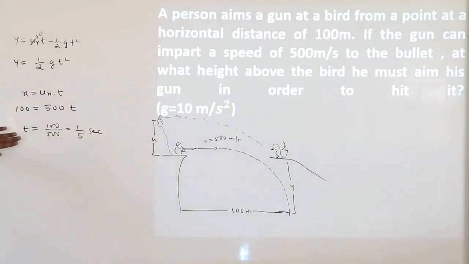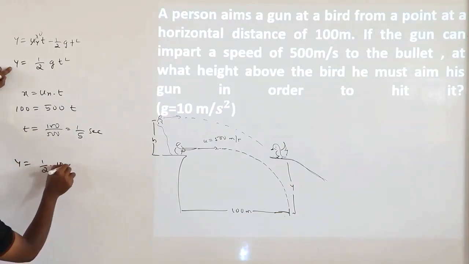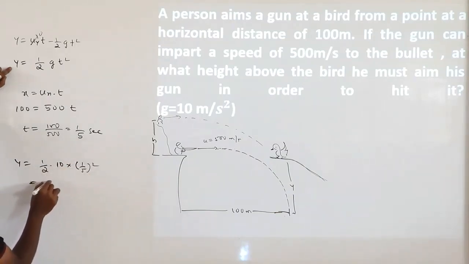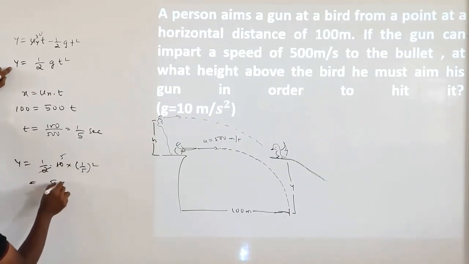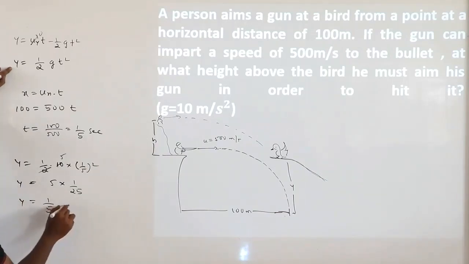Okay. So now substitute here. y equals 1 by 2, g is 10, t square means (1 by 5) square. So this will become 5, so 2 fives are 10, this is 1 by 25. Getting the point? 5 square, 1 by 25. So y equals 1 by 25, say, 1 by 5 again. 1 by 5 means what? 0.2 meter. Okay, so y is equal to what?